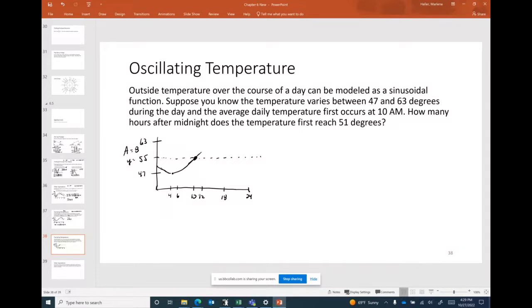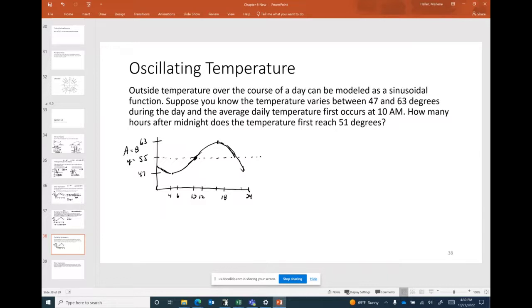The high point would be 6 hours after 10 a.m. Military time, that's 1600, or 4 p.m. in regular time. So the high of 63 was right there. Then it's going to come back down. Anyway, just the basic shape. It's going to look something like this, and it'll keep going.